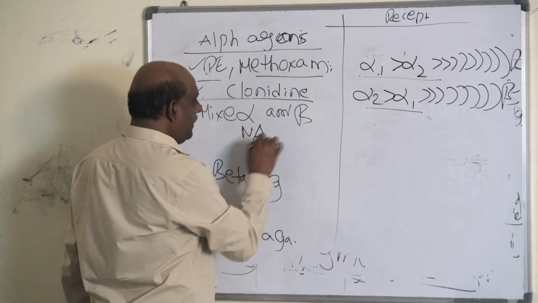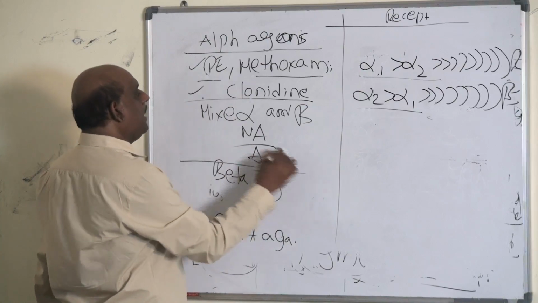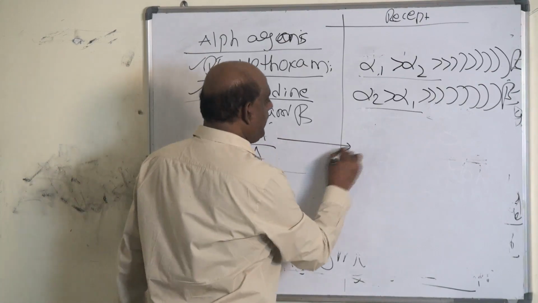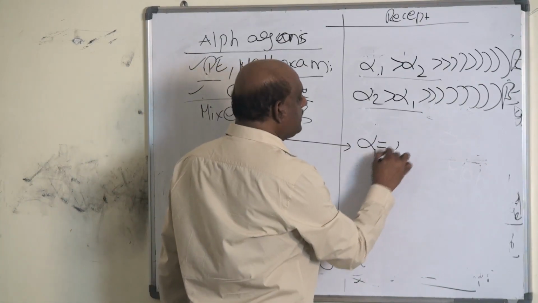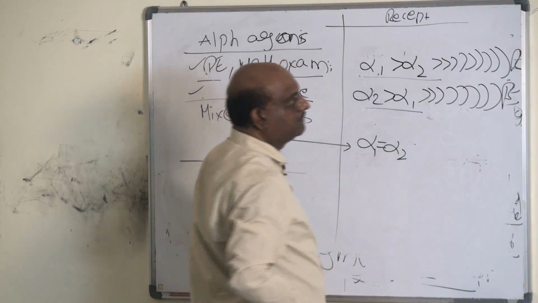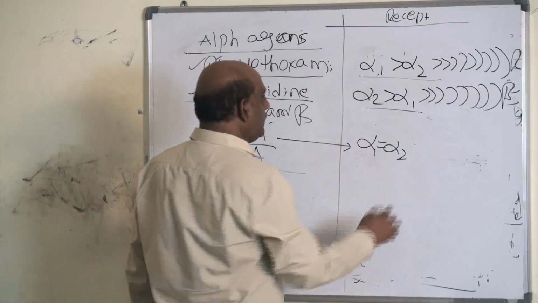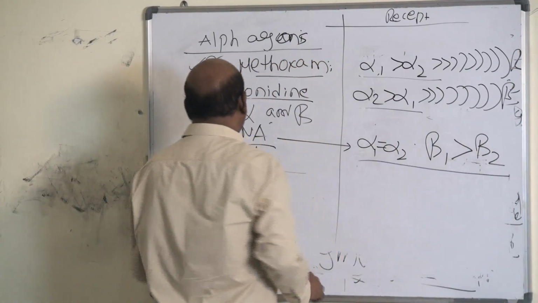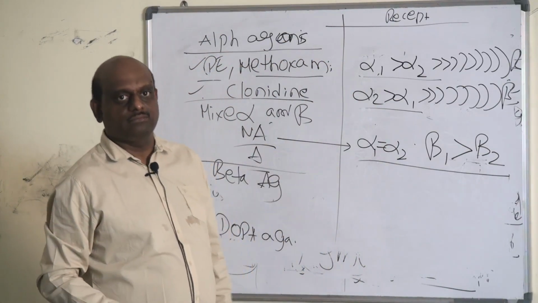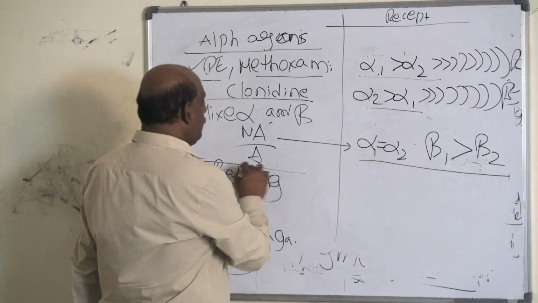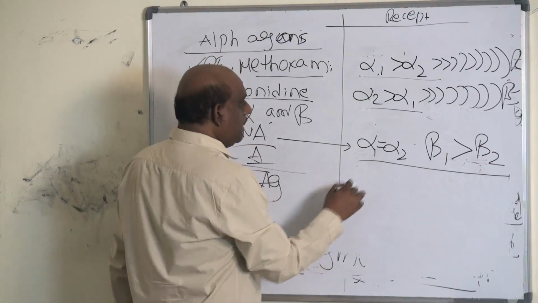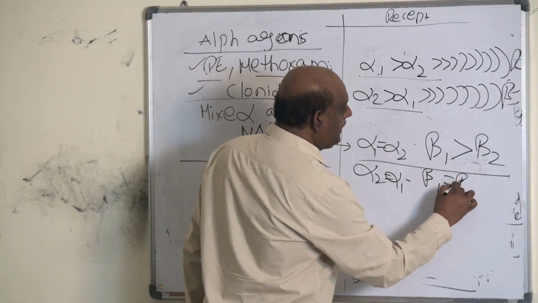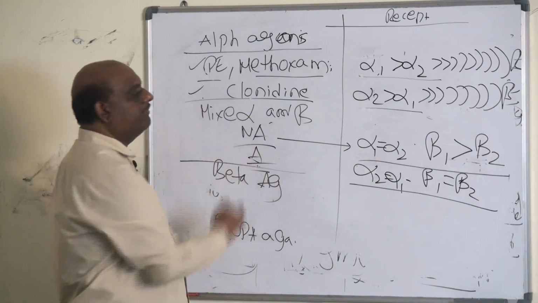Then what are mixed? Noradrenaline and adrenaline, both of them are mixed alpha and beta. But if you take noradrenaline, alpha 1 is equal to alpha 2, and beta 1 is more than beta 2. That is norepinephrine. Then if you take adrenaline, alpha 2 is equal to alpha 1 and beta 1 is equal to beta 2. That is the affinity of adrenaline.